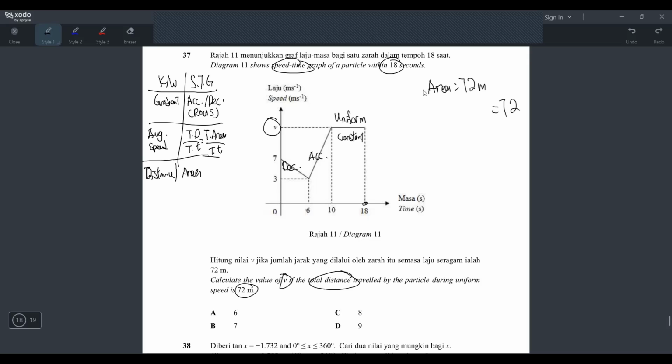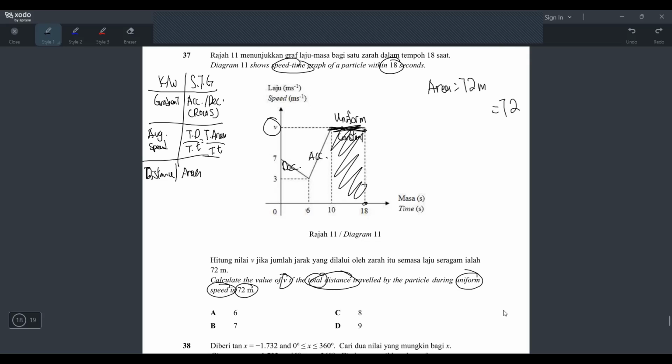Bawah garisan under graph. But this one you have to jaga because sometimes they don't want for the whole journey. Like for example, this one they say total. They put the word total, so you might think it's for the whole journey, but it's not, because it's the total distance traveled by particle during uniform speed saja. So yang uniform sini saja. It means this 72 is just area under this garisan. It means this rectangle only. We don't have to calculate the trapezium here, right? So we only take the area of rectangle equals to 72.